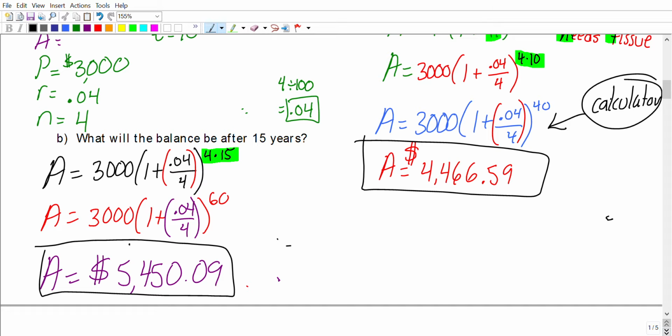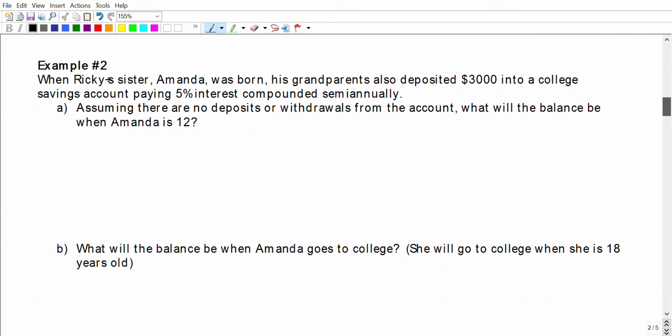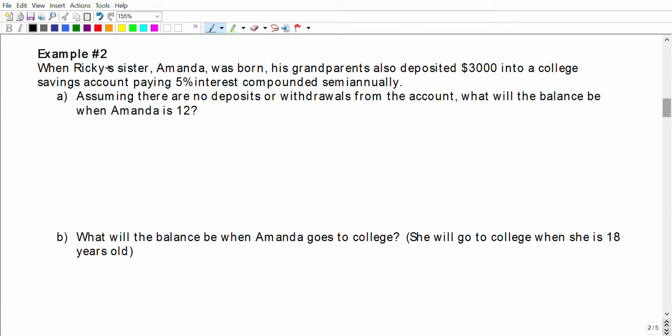Okay? All right. Let's take a look at number 2. Once again, guys, keep in mind everything you had in that first page. Don't forget it. Or rather, the front side of this page. So let's go ahead and read through this, and then I'm going to have you try number 3 on your own. So it says, when Ricky's sister Amanda was born, his grandparents also deposited $3,000 into a college savings account. So they also deposited $3,000 into a savings account of 5% interest, compounded semi-annually.